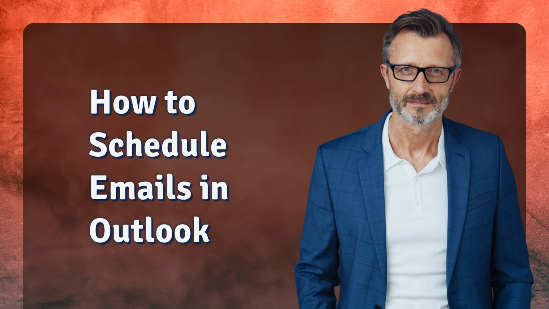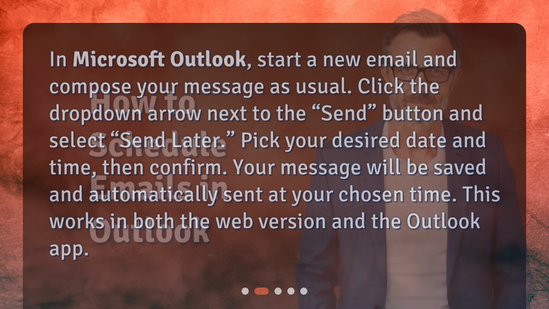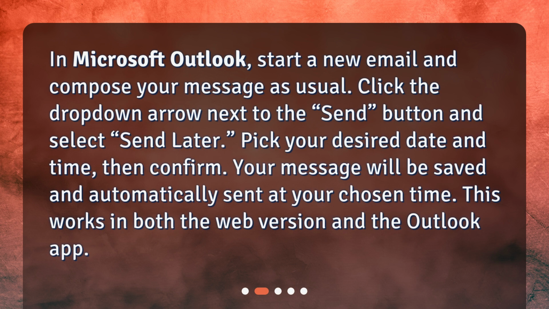How to schedule emails in Outlook? In Microsoft Outlook, start a new email and compose your message as usual. Click the drop-down arrow next to the Send button and select Send Later. Pick your desired date and time, then confirm. Your message will be saved and automatically sent at your chosen time. This works in both the web version and the Outlook app.